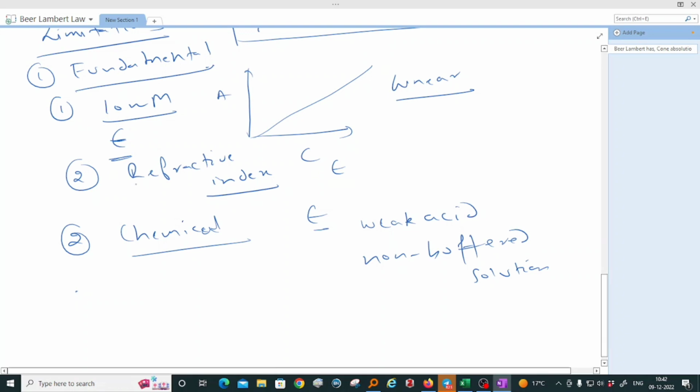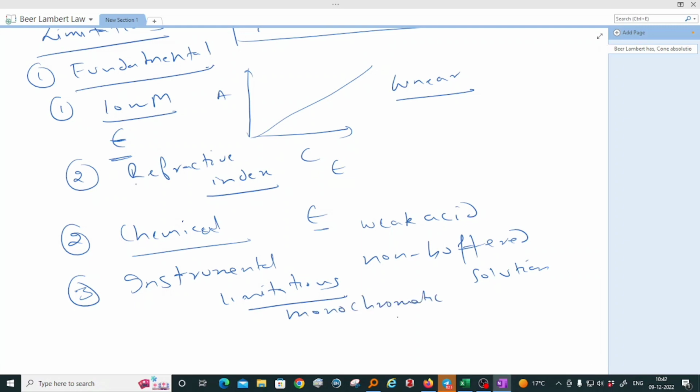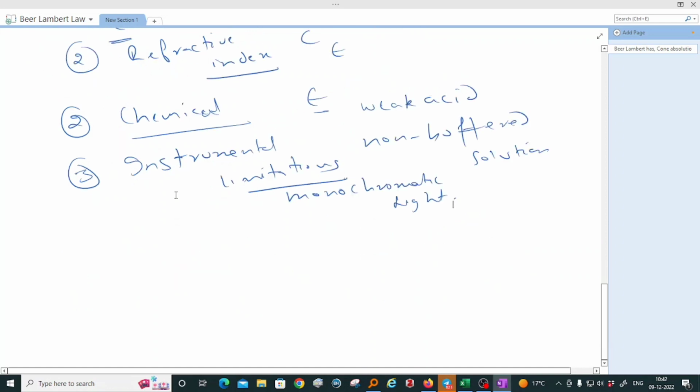The third is instrumental limitation. There are two instrumental limitations. First, the law is valid only for monochromatic light. Monochromatic light is light of a single wavelength, and polychromatic light has many wavelengths. Your Beer Lambert Law is valid only for monochromatic light. Why? Because polychromatic light has different wavelengths, and then the molar absorptivity of the analyte will change at different wavelengths, so the Beer Lambert Law will get affected.